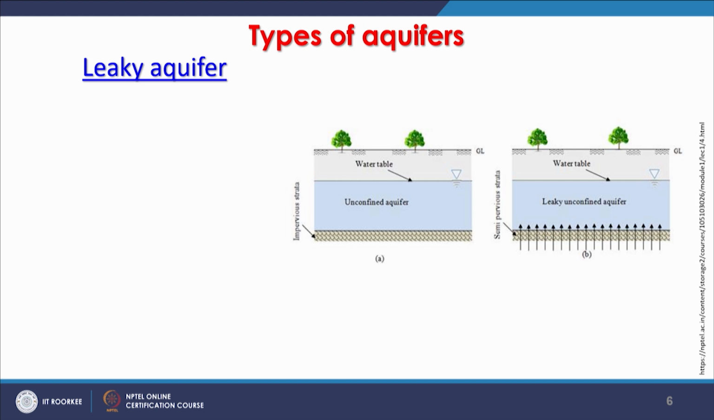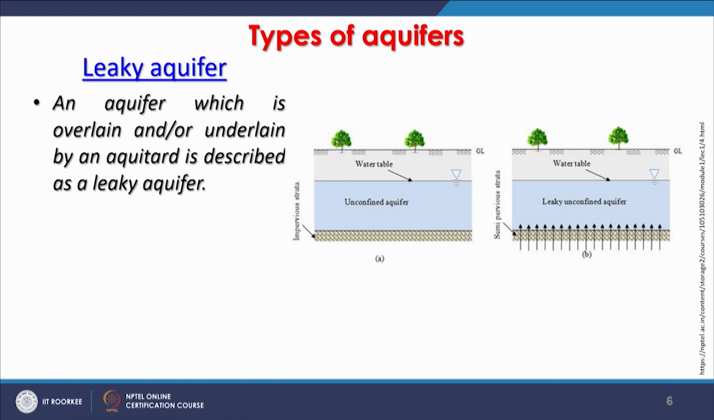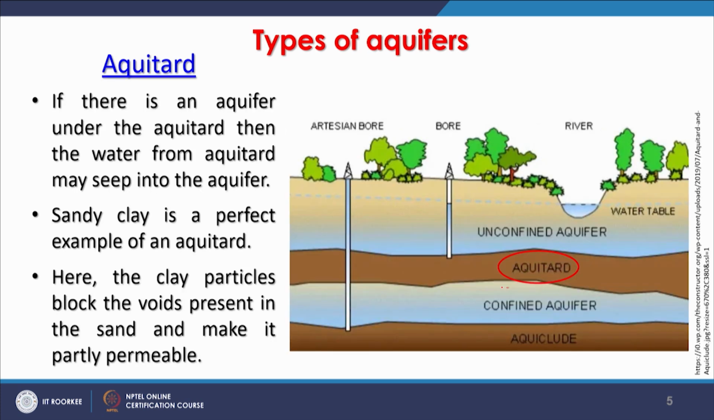So, now we come to the leaky aquifer, another type of aquifer, and the name indicates that it is coming very close to the aquitard, but not exactly. An aquifer which is overlain and underlain by an aquitard is described as a leaky aquifer. So, in the earlier figure, if I can bring that one, then from a purely definition point of view, we should call this one a leaky aquifer rather than a confined aquifer, because the top and bottom layers are aquitard.